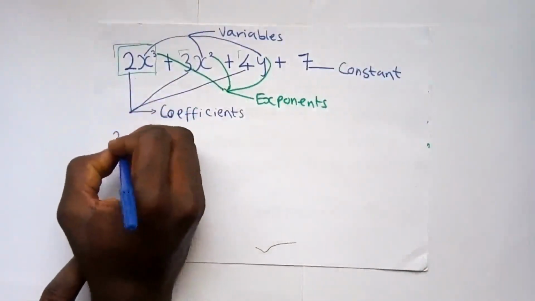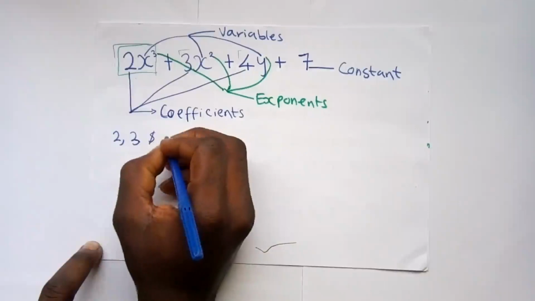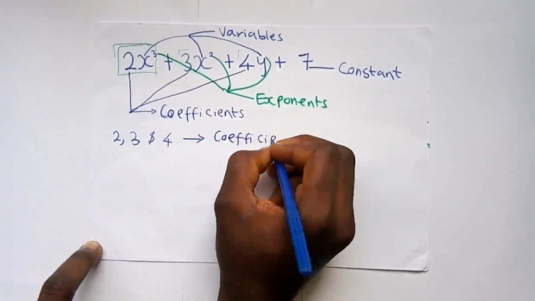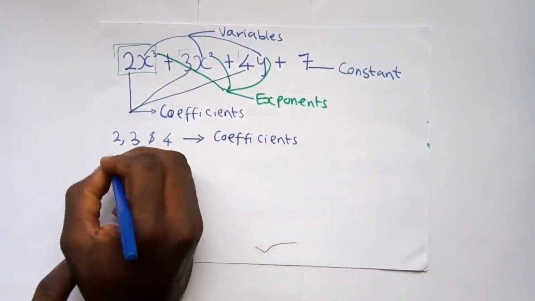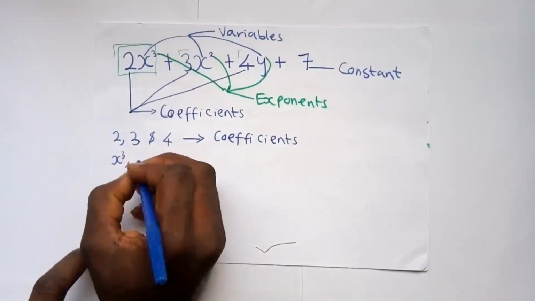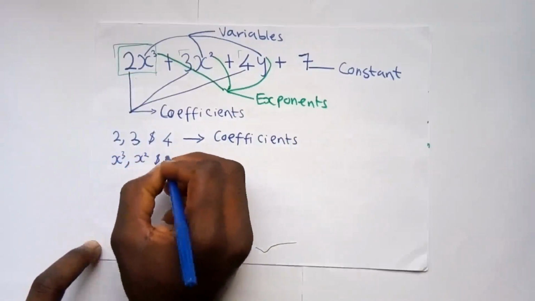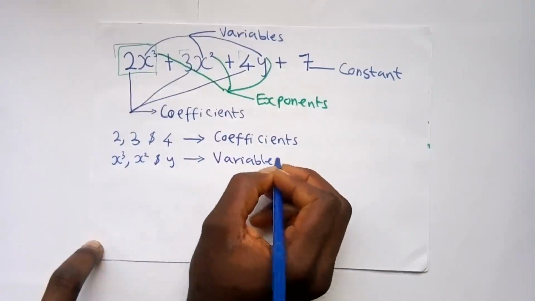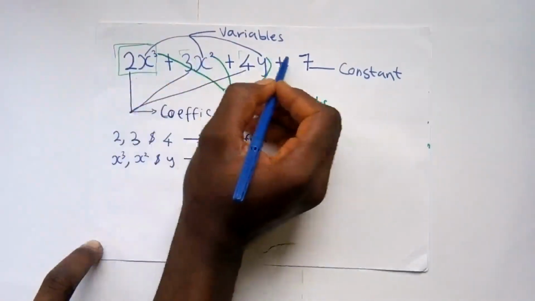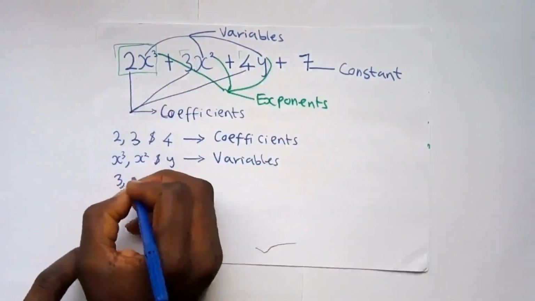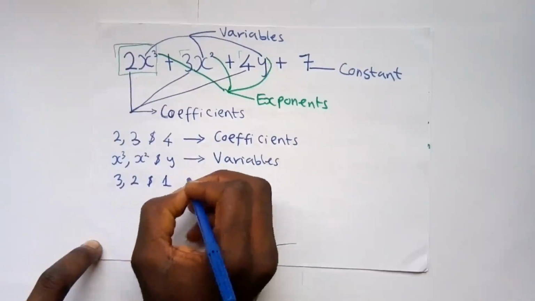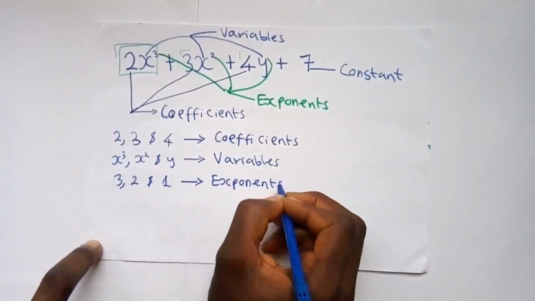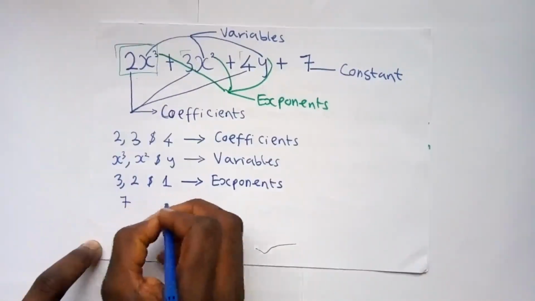we can see that 2, 3, and 4 are the coefficients. x raised to the power of 3, x raised to the power of 2, and y are the variables. 3, 2, and 1 are the exponents. 7 is the constant.